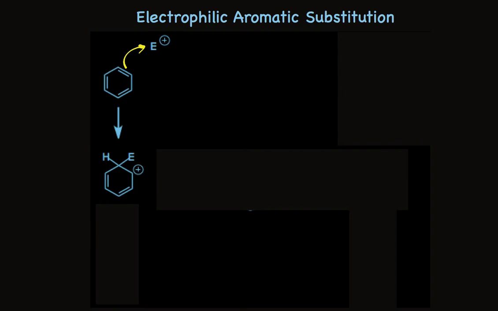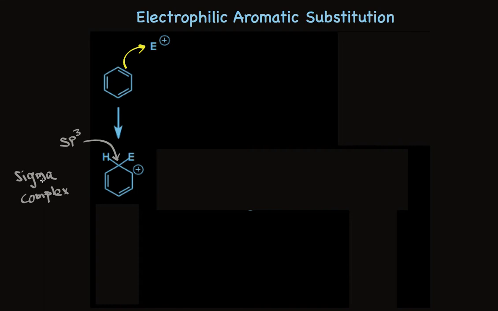charge goes. Using our arrow pushing, we can picture a pair of electrons from this pi bond forming a bond with this electrophile. The initial product from that has a resonance structure that looks like this. Notice that this is an sp3 carbon. The electrophile is bonded to the ring with a sigma bond. This intermediate is called a sigma complex.